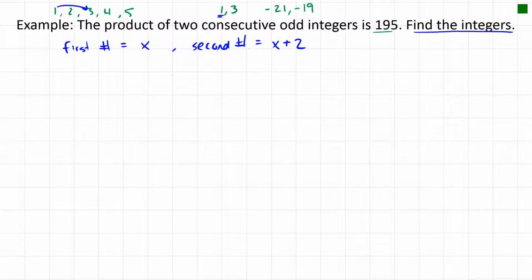If we start at 3, the next odd integer is 5, which is also 2 away. So we're saying the first odd integer, we're just going to call it x. We don't know what it is, but that means the second one is x plus 2. So we have x and x plus 2, and now we have to use this relationship to set up an equation. So step 3 is to translate this into an equation. We're told that the product of these two consecutive odd integers is 195. Well, the product means multiplication.